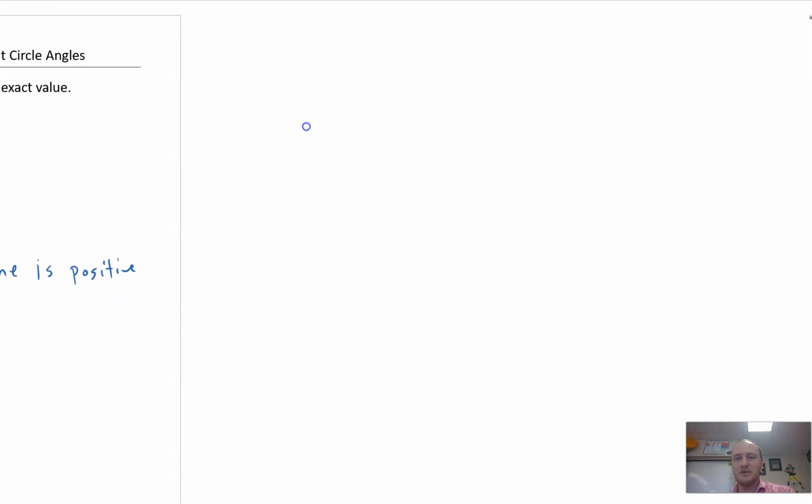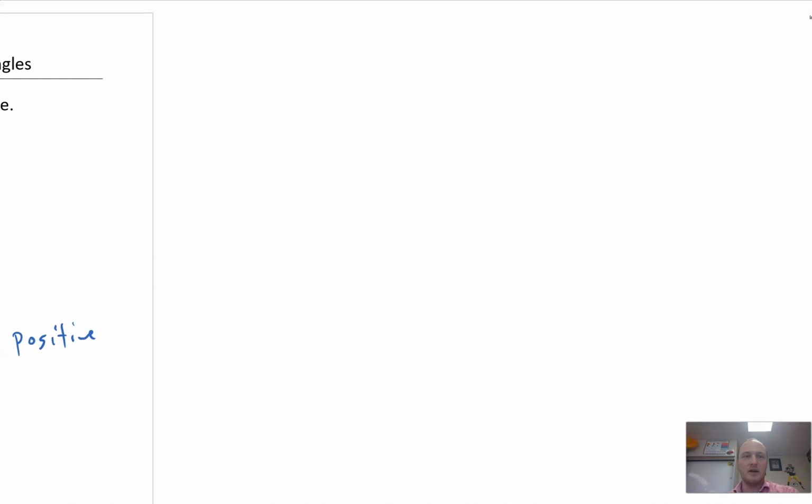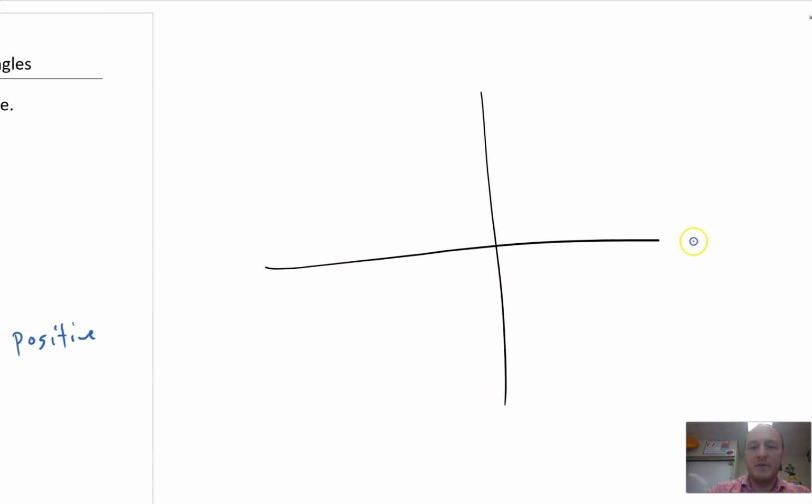Okay, I'm going to go over here to a sidebar really quickly, and I want to teach you guys about "All Students Take Calculus," an acronym to represent where everything is positive. In quadrant 1, everything's always positive, and that stands for All. In quadrant 2, only sine is positive. All Students. So S represents sine in quadrant 2, and that's positive.